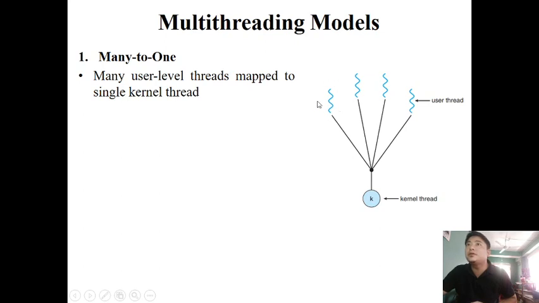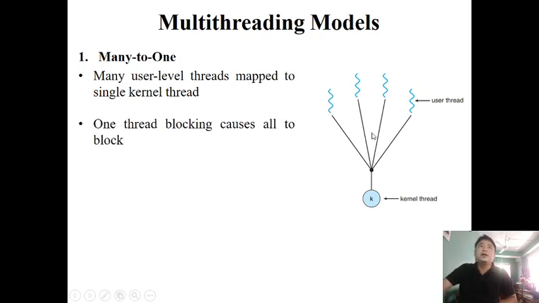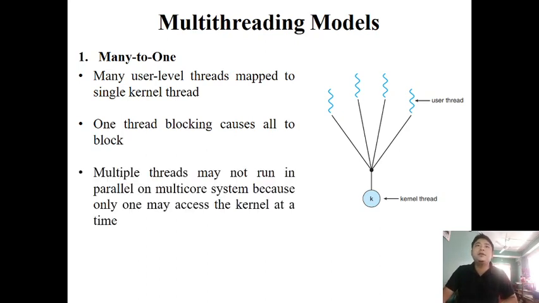In case of many-to-one, this blue spiral kind of thing is described as user threads. User threads means user task, user program. And this K is known as the kernel, the core of the operating system. So in case of many-to-one, you can have many user level threads, however you have only one kernel thread. These many user level threads are mapped to one kernel thread. Now the problem in this kind of threading is that if one thread is blocked, it will affect the remaining ones as well.